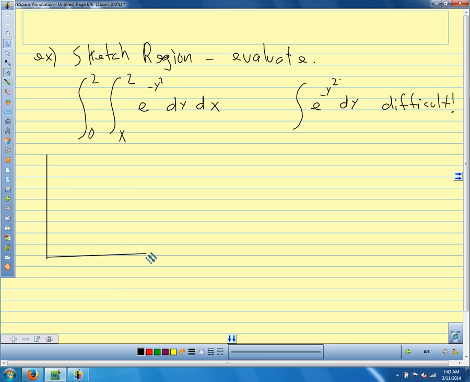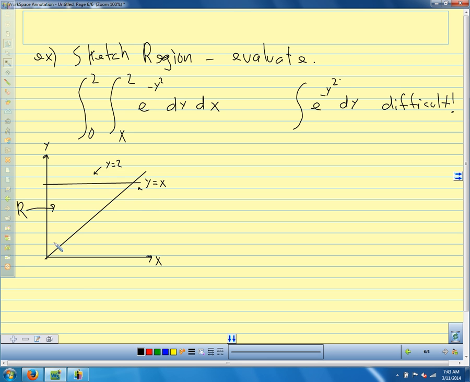So here's my region. Y is varying from x to 2. So here is y equals x. And y is varying from x to 2. So here is y equals 2. So my region is in here. And x is varying from 0 to 2. So here's my region. Originally, we have the rectangles set for the original integral. The rectangles are set vertically. We want to switch the order, so we set our rectangles horizontally.